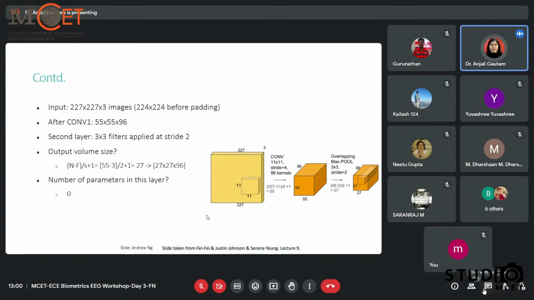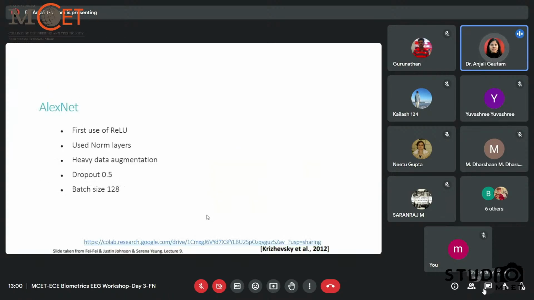If you compute for the other layers also, you will get more parameters. But one thing you have to remember: in max pooling we are just reducing the size by almost half. So if we are just reducing the size, do we really need to learn any weight? We don't have to learn anything. It means the number of parameters in that layer is zero, because we are not learning.